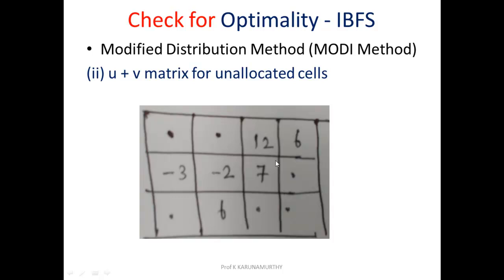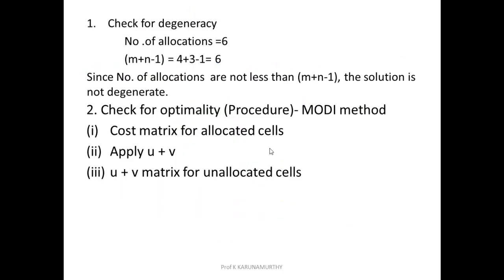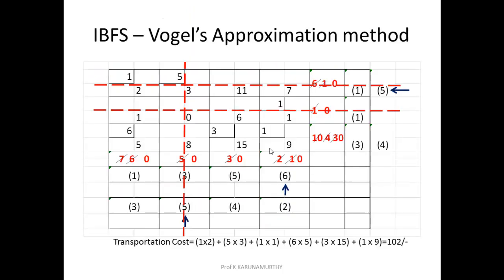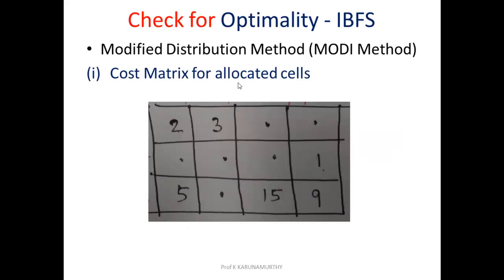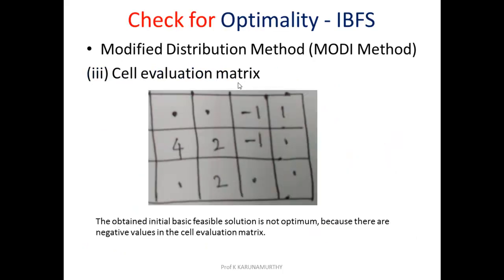So for example, let us say in the first row, third column, we have 12 in the u plus v matrix. In the original cost matrix, first row, third column, we have 11. Right? So this we are going to subtract. From the original cost matrix, 11 minus 12, so we will get minus 1.